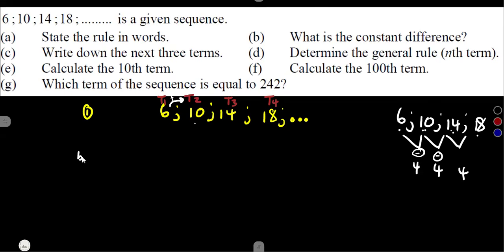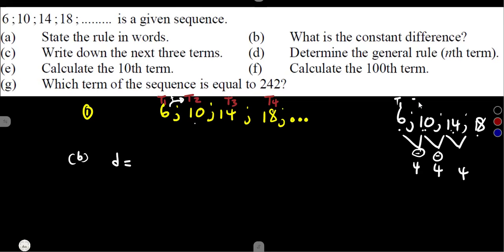On part B, they are asking us what the constant difference is. That constant difference is the one that we saw that we've been adding. Remember we said we're going to add the 4 throughout. So that is our constant difference. It is already there. Or if you want to calculate, you can calculate your constant difference. Remember I said you can subtract term 2 minus term 1.